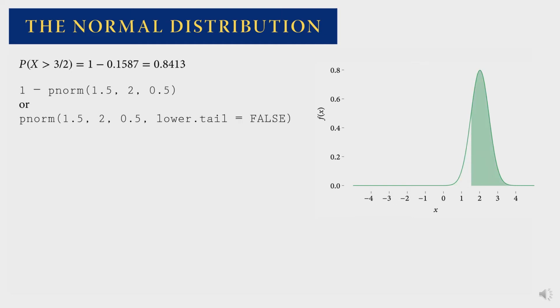What is the probability that a random variable drawn from the same distribution is greater than 3/2? Now we want the area in front of 3/2. Because the area under the curve is 1, the area ahead is 1 minus the area behind. 1 minus 0.1587 equals 0.8413. There is an 84.13% probability of drawing a number greater than 3/2 from this distribution.